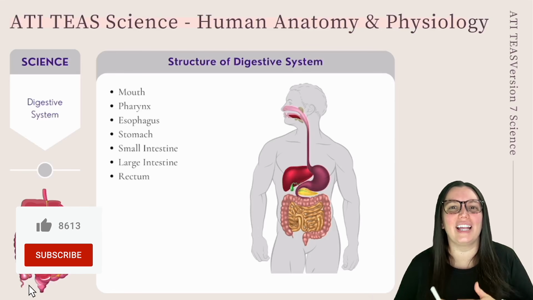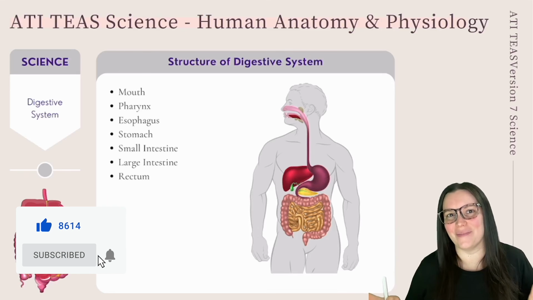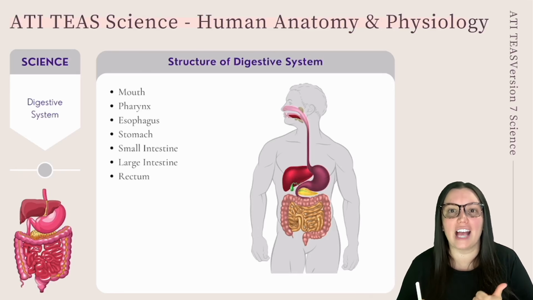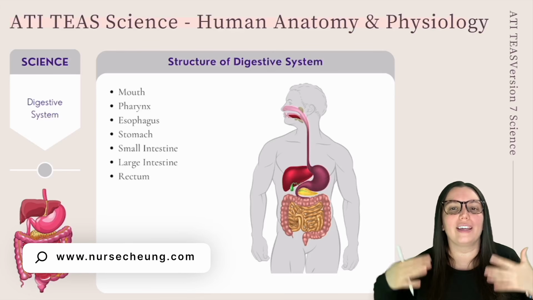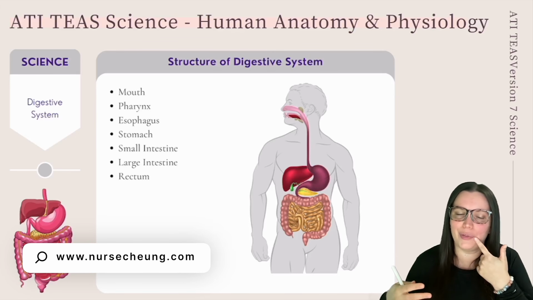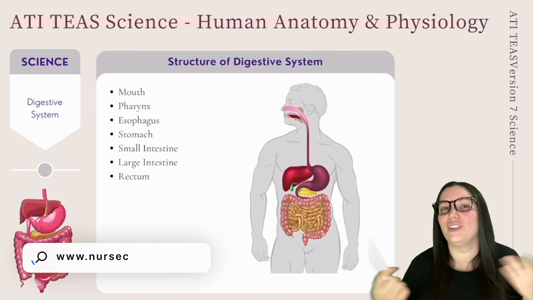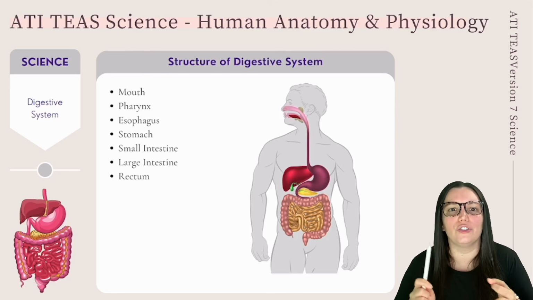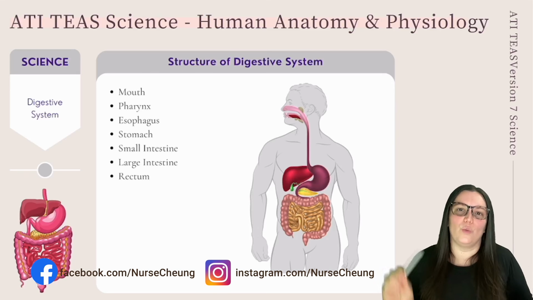Let's take a closer look at the structure of the digestive system. Yes, we're moving on to the GI. So the digestive system is composed of the GI tract, that's your gastrointestinal tract, as well as accessory organs. So the GI tract is a long, continuous tube that starts with the mouth and ends with the anus. The GI tract is divided into the following parts. You have your mouth, your esophagus, your stomach, small intestine, large intestine, as well as your rectum.